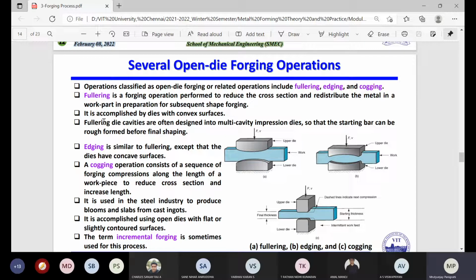Right? Then it is accomplished by dies with a convex surface. You can see here, the dies are actually in a convex surface, right? And the second one, edging, you will see different from here to here, from A to B. So what is the basic difference?